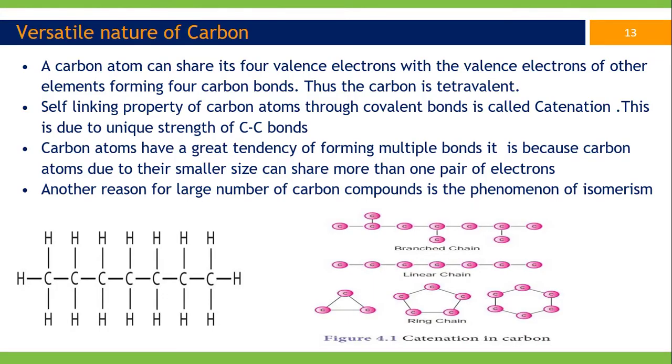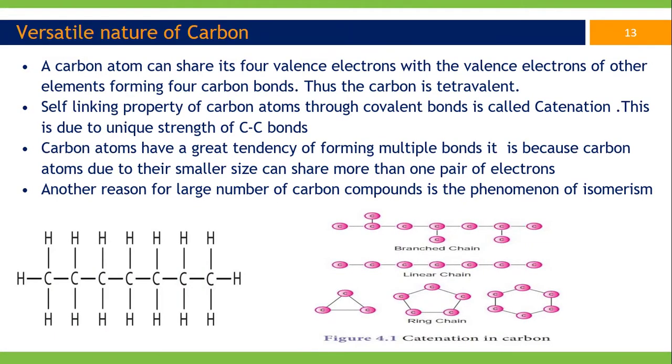Versatile nature of carbon. The versatile nature of the carbon atom is due to the following properties: tetravalency, catenation, isomerism, and its smaller size. Let's see them one by one. A carbon atom can share its 4 valence electrons with the valence electrons of other elements, forming 4 covalent bonds. Thus, carbon is tetravalent.